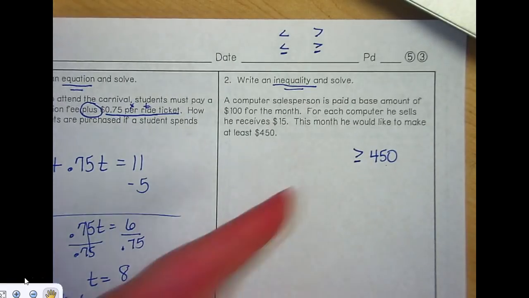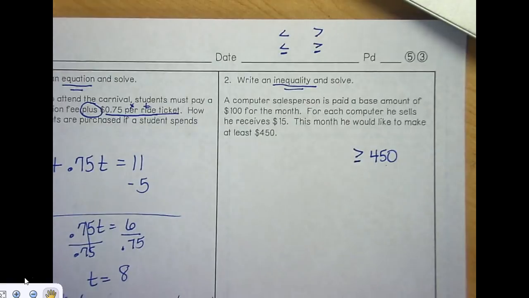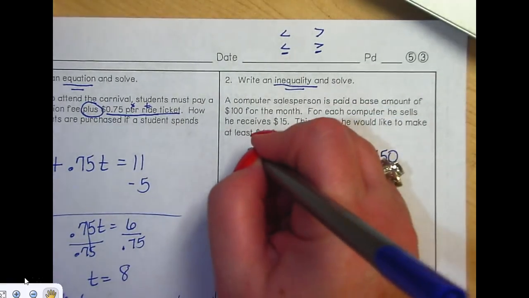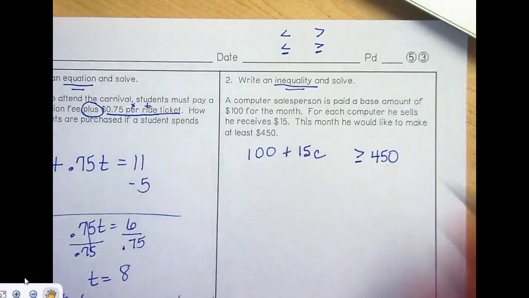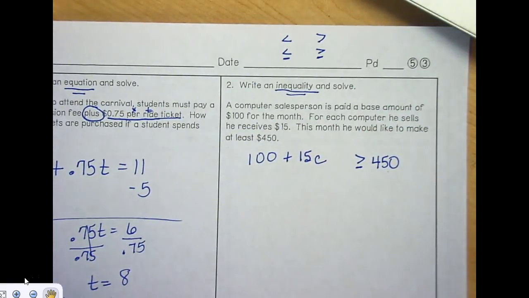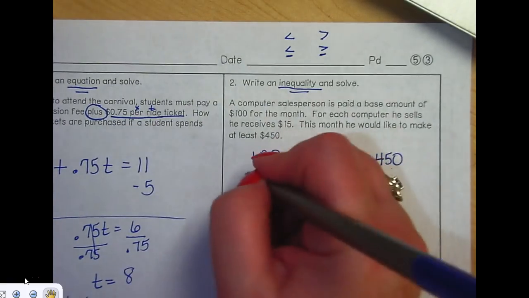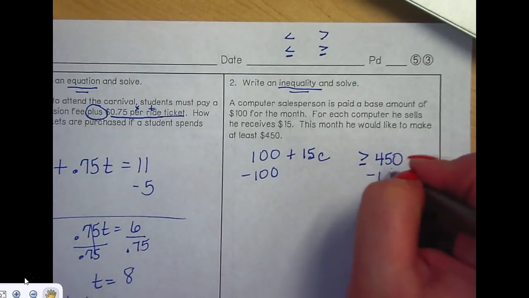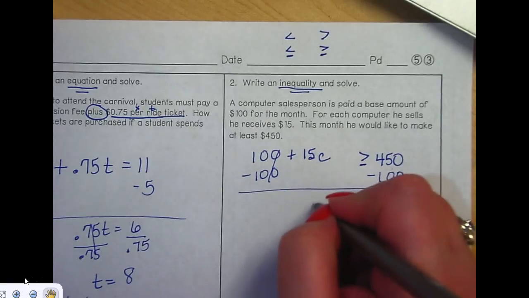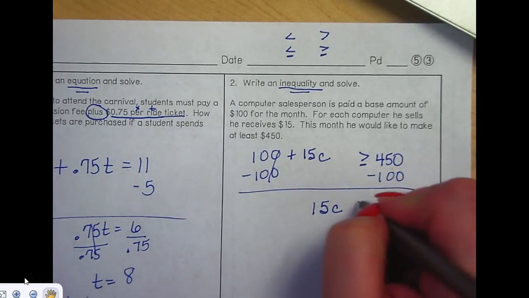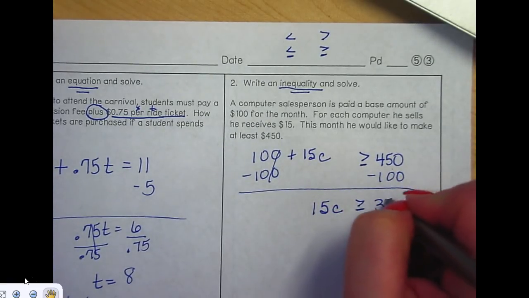All right, anybody know what goes on this side of the inequality sign? Anybody solve that? All right, Ava. $100 plus $15 per computer. It should look like that. $100 plus $15 per computer. So the first thing we do is we take that $100 base salary off to figure out how much he needs to make for his commission. So he has $15 per computer, greater than or equal to $350.